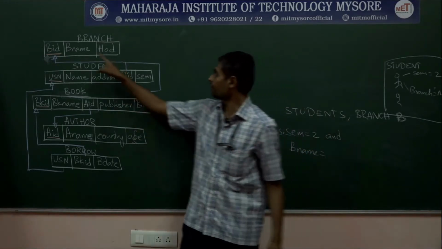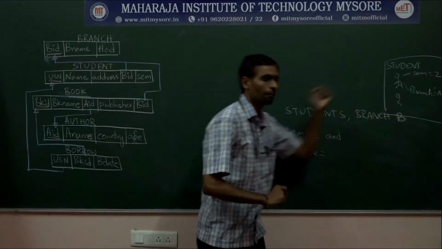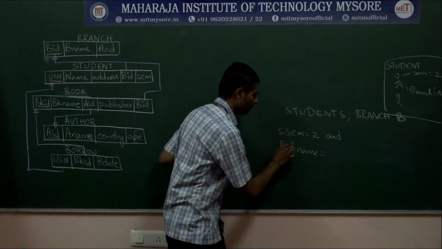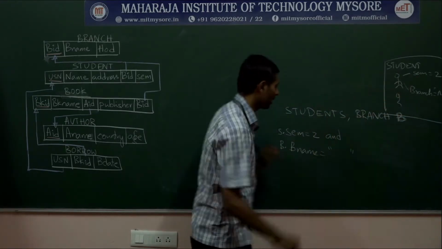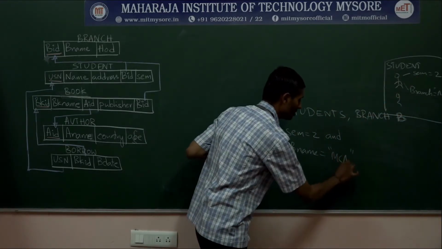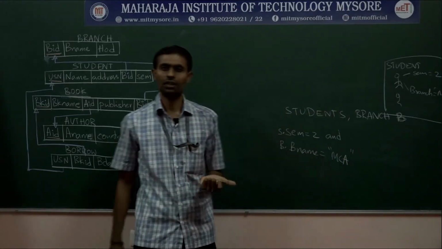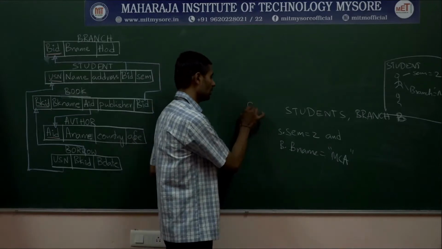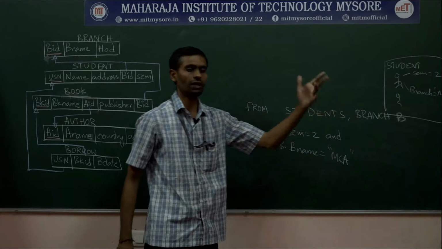There is a branch name present in the branch table. Branch means what? B. Let me write b.bname should be equal to what, guys? As per the question, the branch name should be equal to MCA and semester equal to 2. Super. So where to write these table names, guys? The table names are to be written in the from clause. Let me write from student s, branch b, fine.